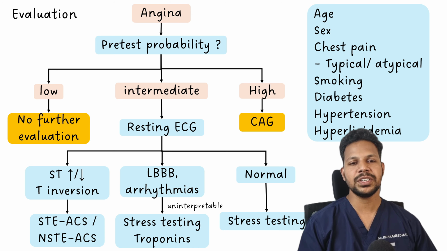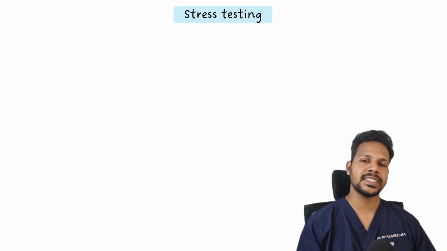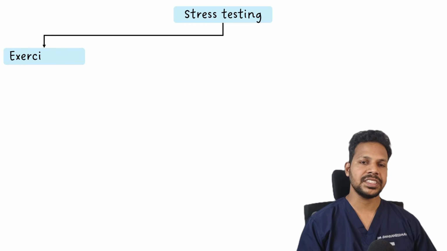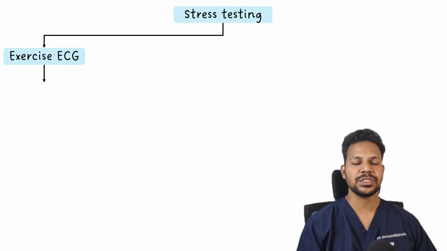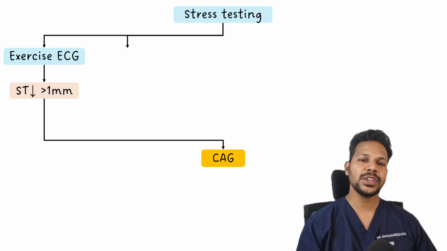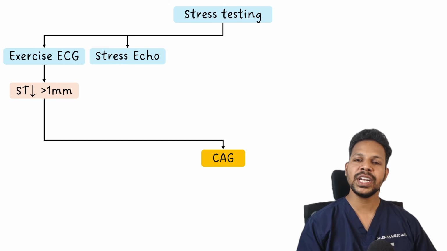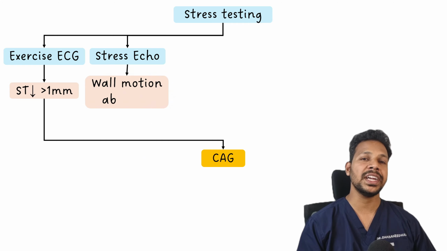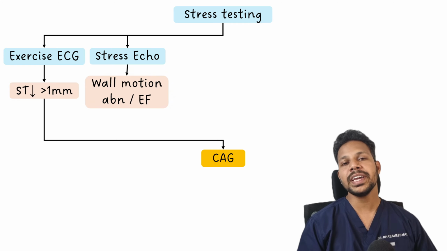What stress testing you need to do? Let's look at that now. The first among the stress tests is exercise ECG. If the exercise ECG shows ST segment depression by more than 1 millimeter, then it is indicative of ischemia. Then the next step would be to do coronary angiography to identify which vessel is involved. The second investigation is a stress echocardiography, where you are going to stress the heart and try to identify the wall motion abnormality or any reduction in the ejection fraction by doing an echo simultaneously.